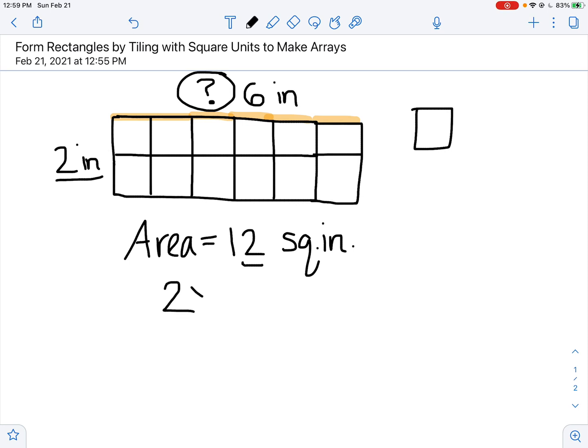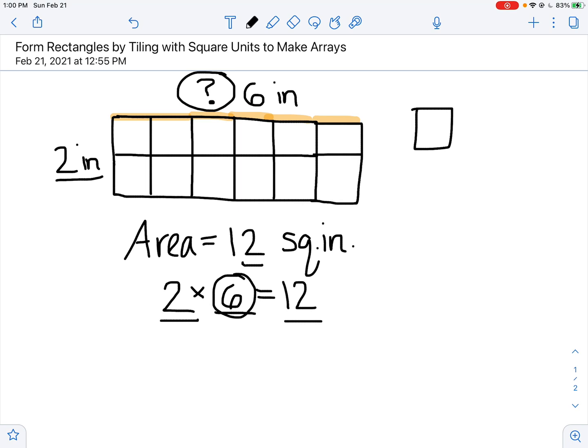And what we've discovered basically is 2 times something equals 12, right? If we write that as a multiplication sentence, we would write it as, we know we have 2 rows, we have a total of 12 square inches, right? So what's our other missing side length? And we've discovered that that would be 6.